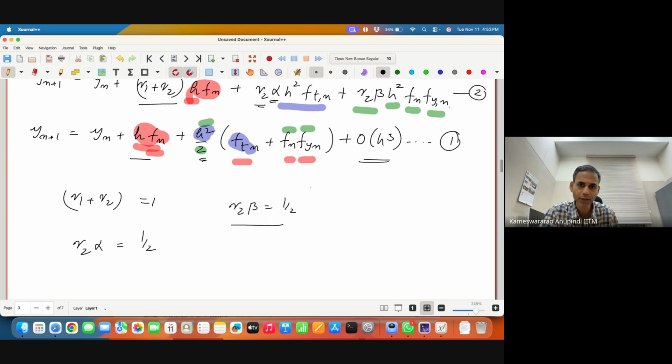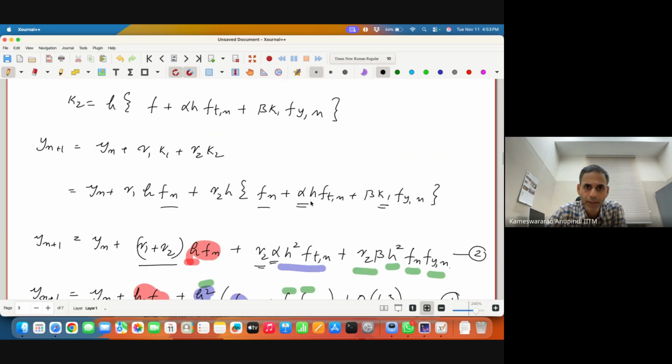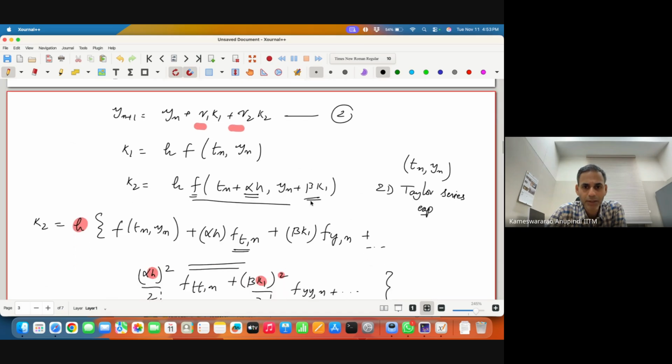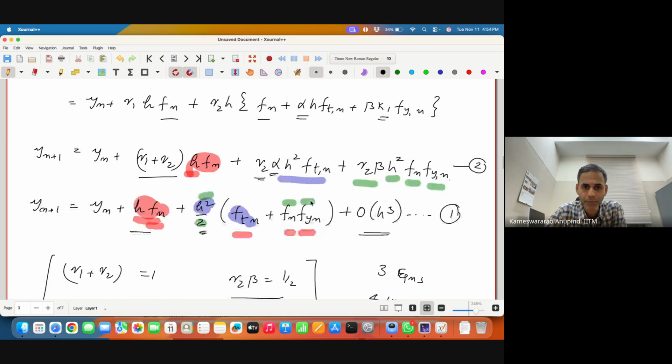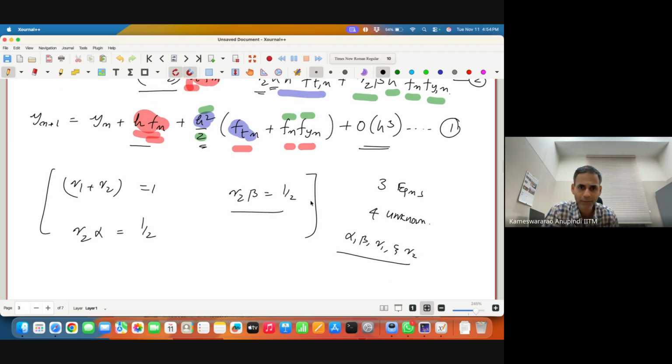So I have 3 equations and 4 unknowns, right? My unknowns are alpha, beta, gamma 1 and gamma 2. So I need to solve for this somehow and then fix my values so that I can go back and design my second order accurate method, which is not going beyond, introducing basically more points between t_n and t_n plus 1. In fact, it is only introducing 1 point, right? t_n plus alpha h. Okay, we are out of time, so I'm going to stop here.